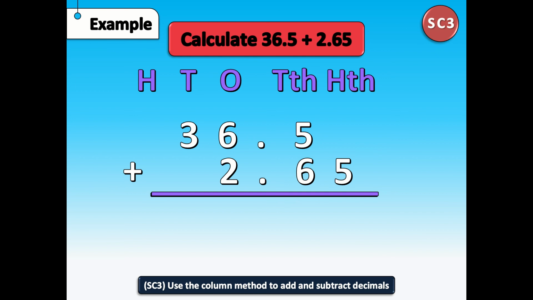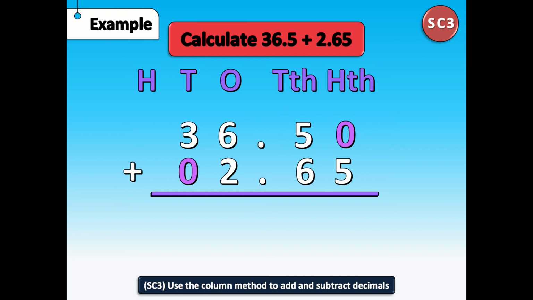We've got 36.5, so we need 3 in the tens column, 6 in the ones column, then we need our decimal point, and then the 5 is in what we call the tenths column. Then we've got 2.65, so that's 2 in the ones column, then a decimal point, then 6 in the tenths column, and then 5 in the hundredths column. Any gaps we can just fill with zeros. So now we can add the digits together.